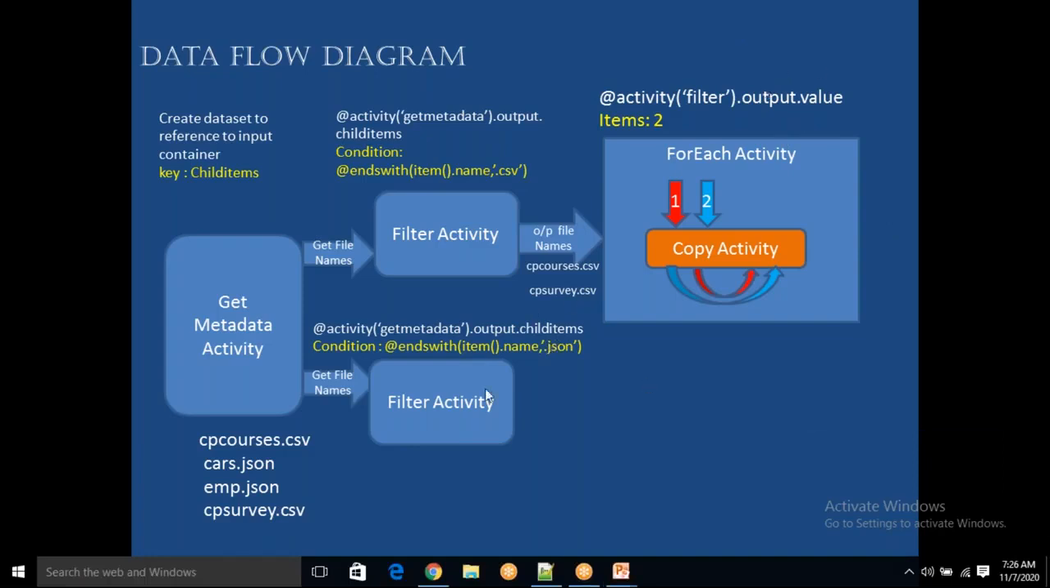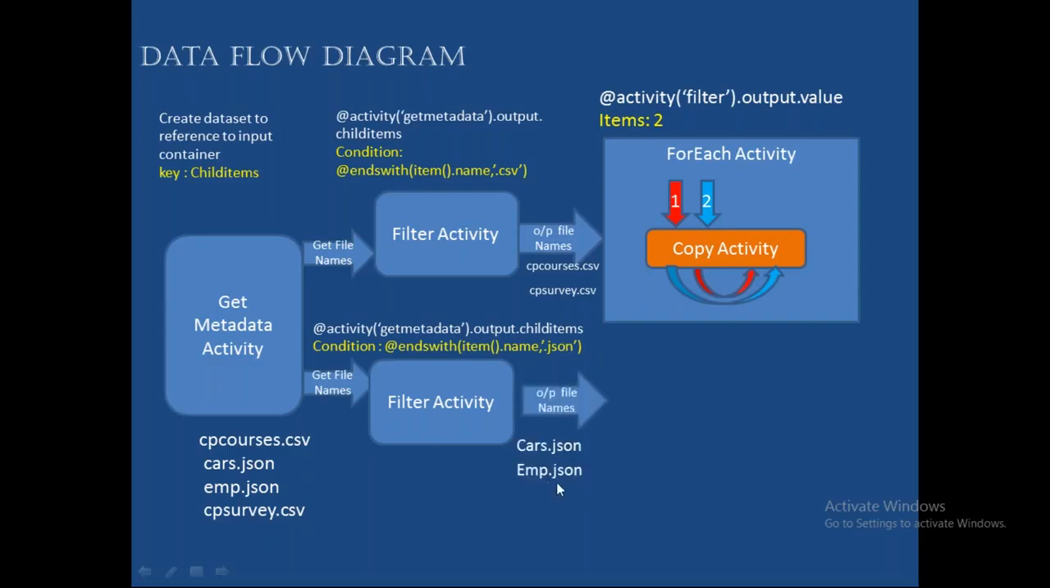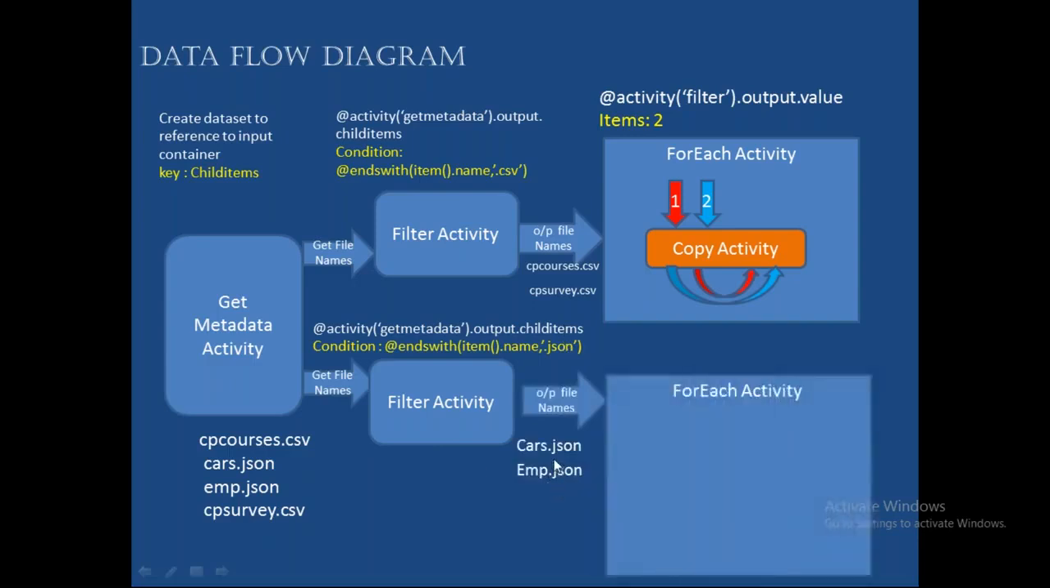So whatever file names are ending with .json, those files I will filter out, and those are the cost.json and emp.json. These two files you can pass to the for each. So the items are the activity of filter.output.value. These two items one by one I will pass to the for each, and it will copy to the output container. So I will pass it to the copy activity, and it will copy to the output container. So this is my flow.